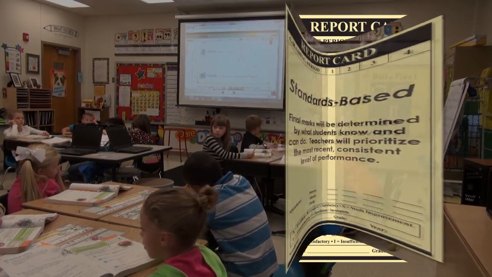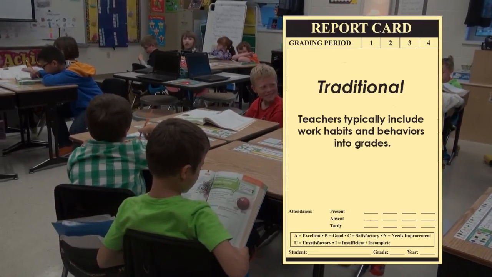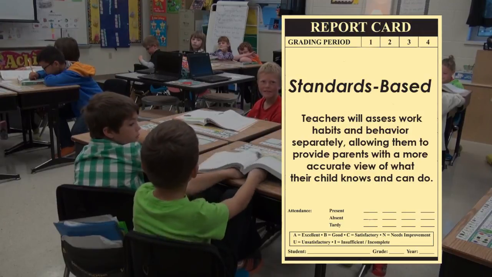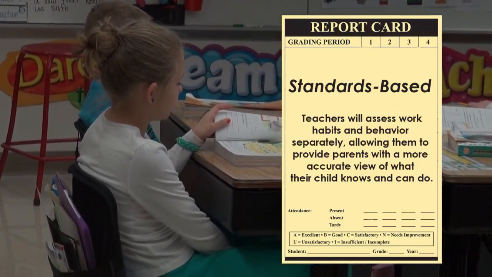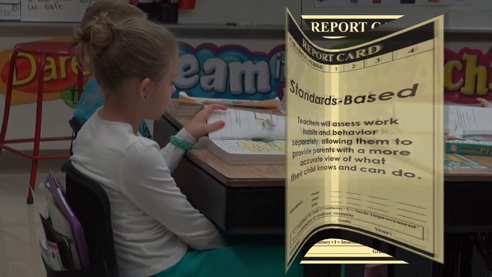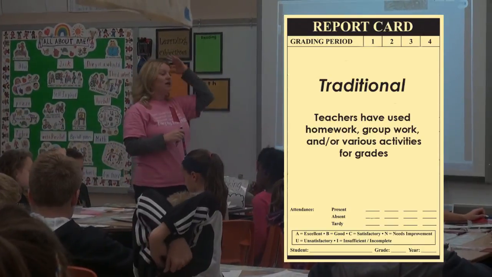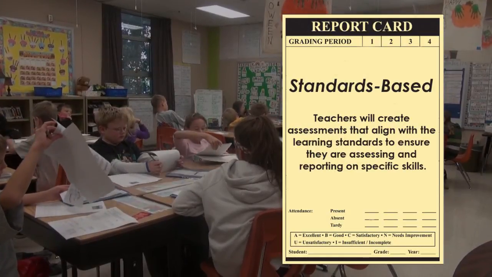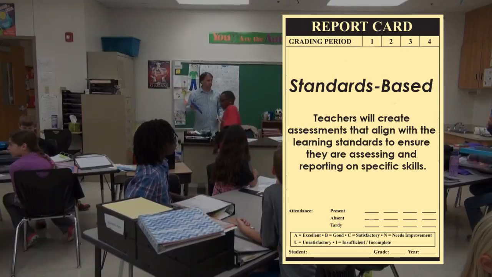With traditional grading, teachers typically included work habits and behaviors into grades. With standards-based grading, teachers will assess work habits and behavior separately, allowing them to provide parents with a more accurate view of what their child knows and can do. With traditional grading, teachers may have used homework, group work, and various activities for grades. With standards-based grading, teachers will create assessments that align with the learning standards to ensure they are assessing and reporting on specific skills.